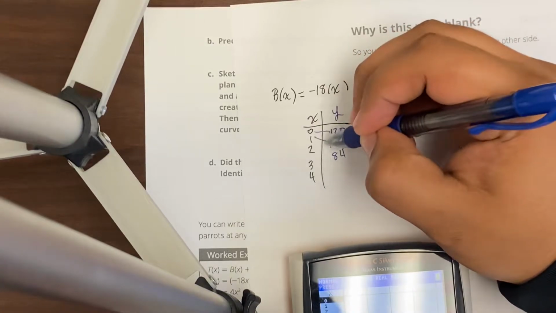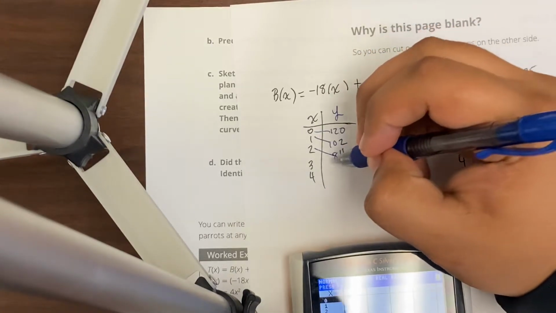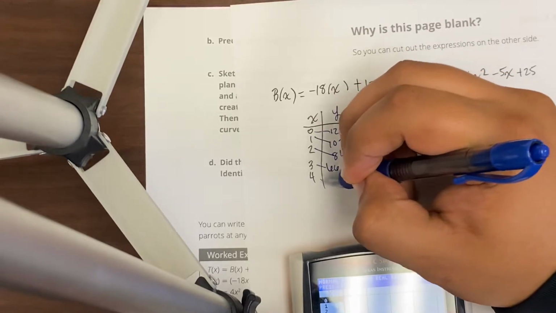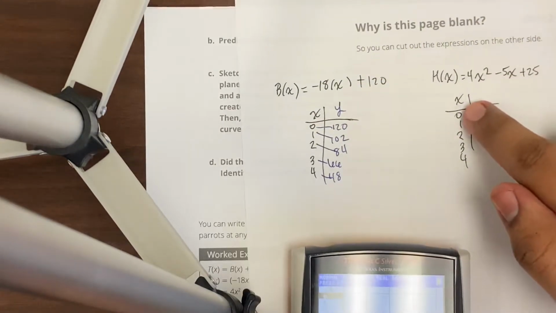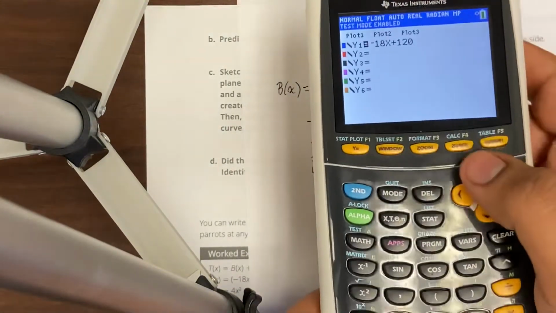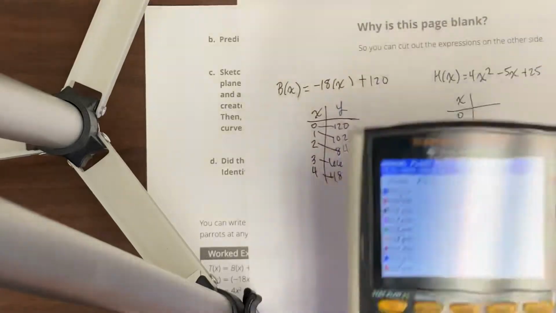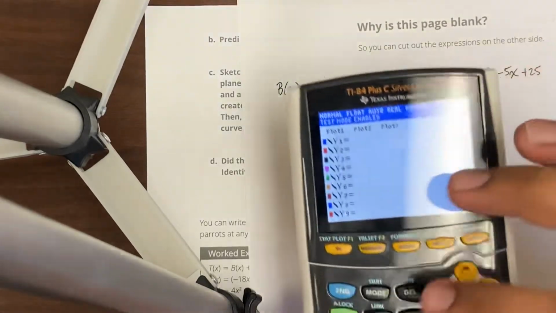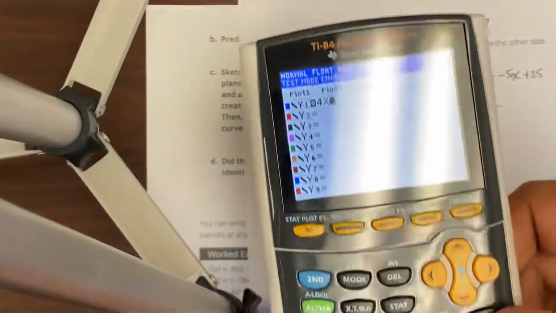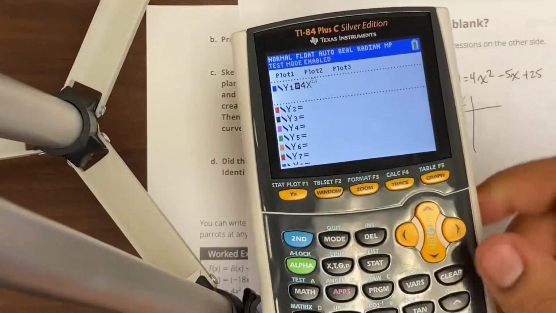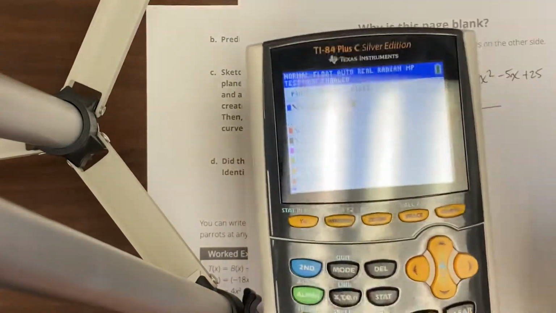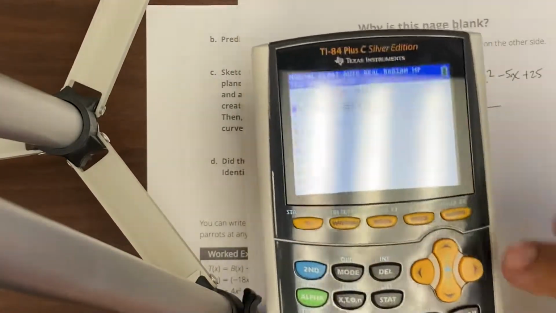66, and 48. Same thing for h of x. I'm gonna come back to y equals and clear that. 4x, and I'm gonna press this little power button to go up to 2, minus 5x plus 25.